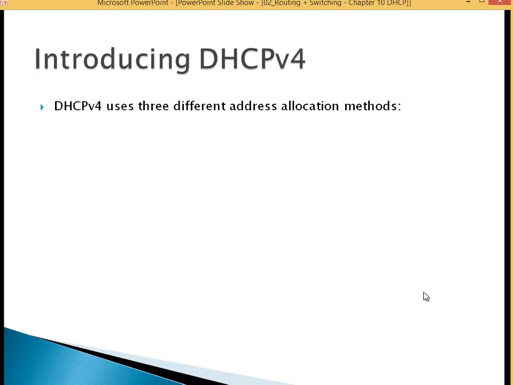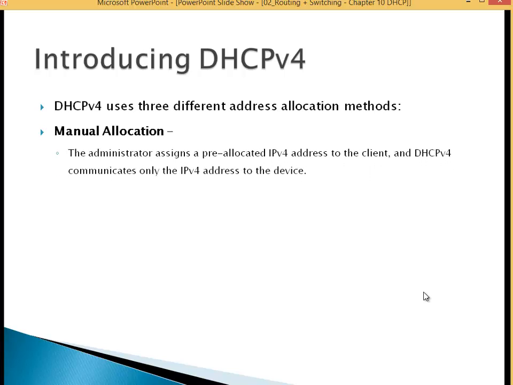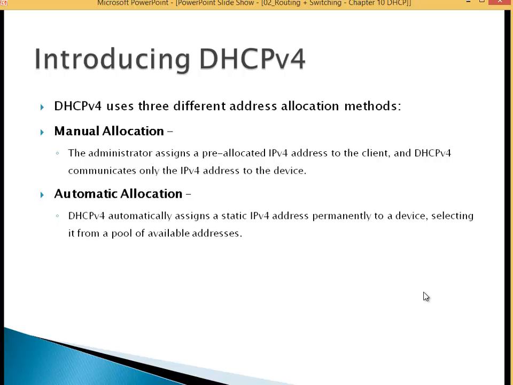DHCP uses three different address allocation methods. This is how you get a client machine that will get an IP address from the DHCP server. There are three methods. First is manual allocation. You have to go as an administrator and start configuring statically all the client machines with the IPv4 address. Then we have automatic allocation. DHCP version 4 automatically assigns a static IP address permanently to a device, selecting from a pool of available addresses.